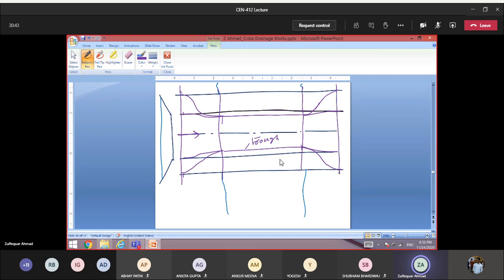This is the contraction transition and this one is the expansion transition, right? Now, what would be the length of the transition in the upstream and the downstream? I will discuss with you later. But first, let us talk about the computation part, okay? How we have to proceed with the computation, right?